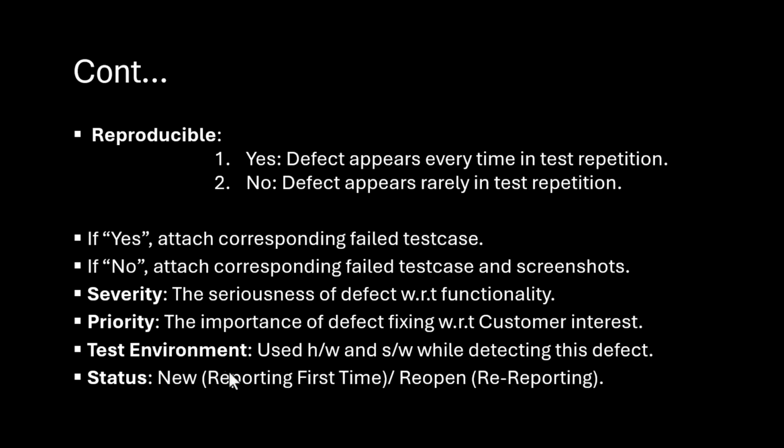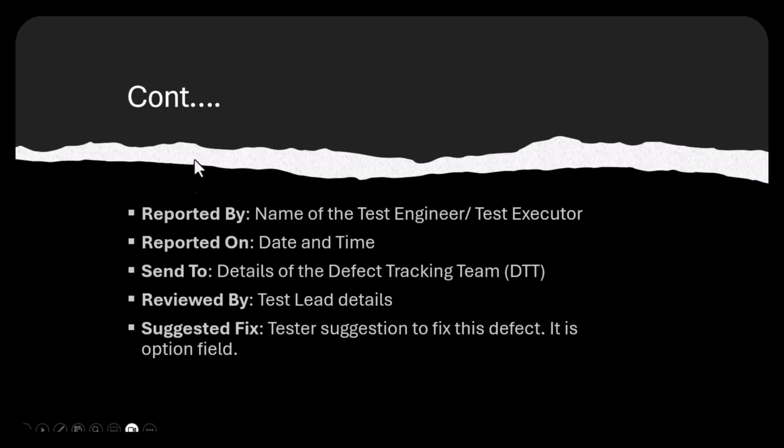Then status: if status is new, reporting for the first time, or reopen, where the defect is already raised and you are reopening that particular defect again, that is re-reporting. That you have to mention over here. Then reported by means the name of the test engineer or test executor who has reported this defect. Reported on, you have to mention the date and time when you got this defect.